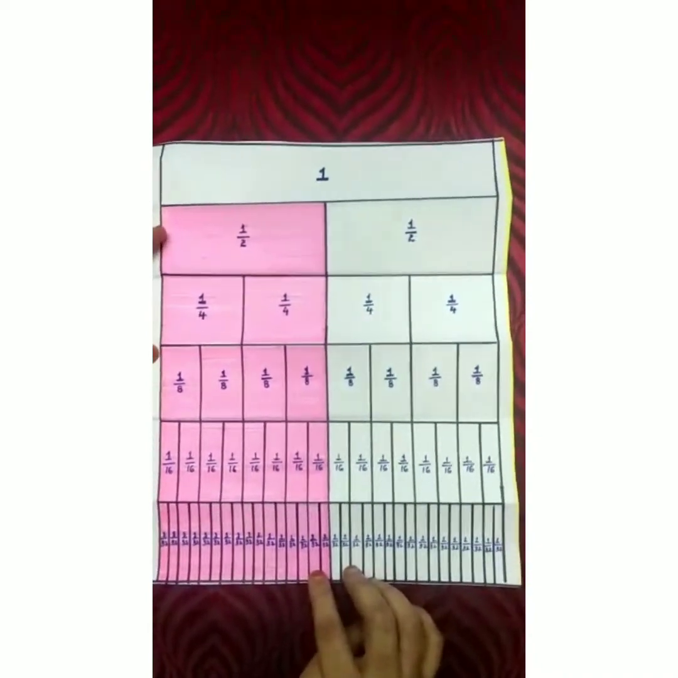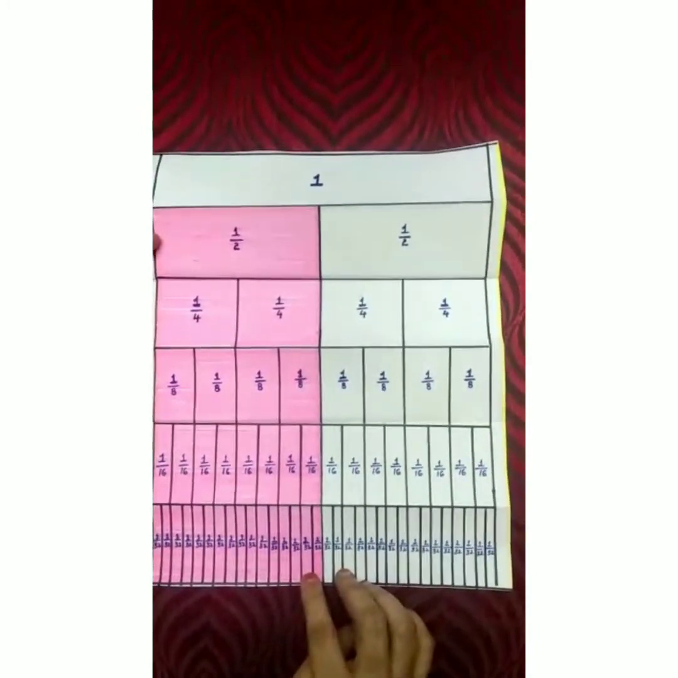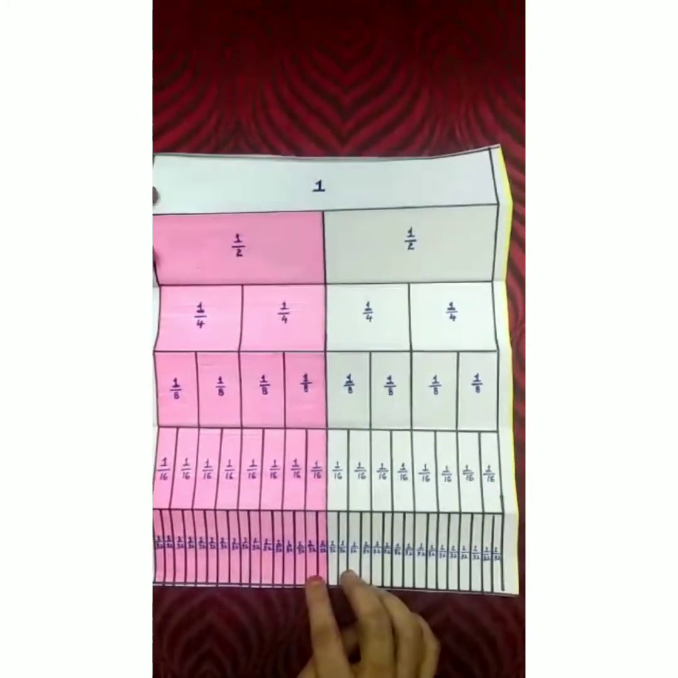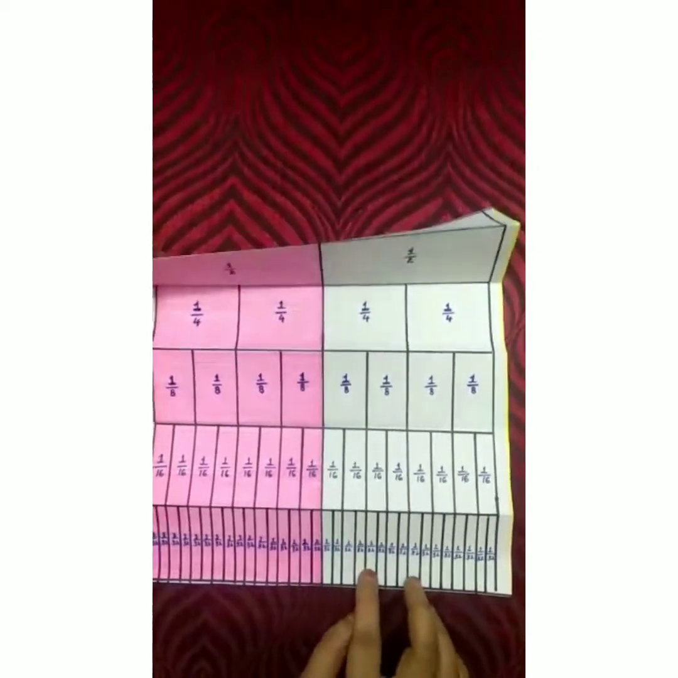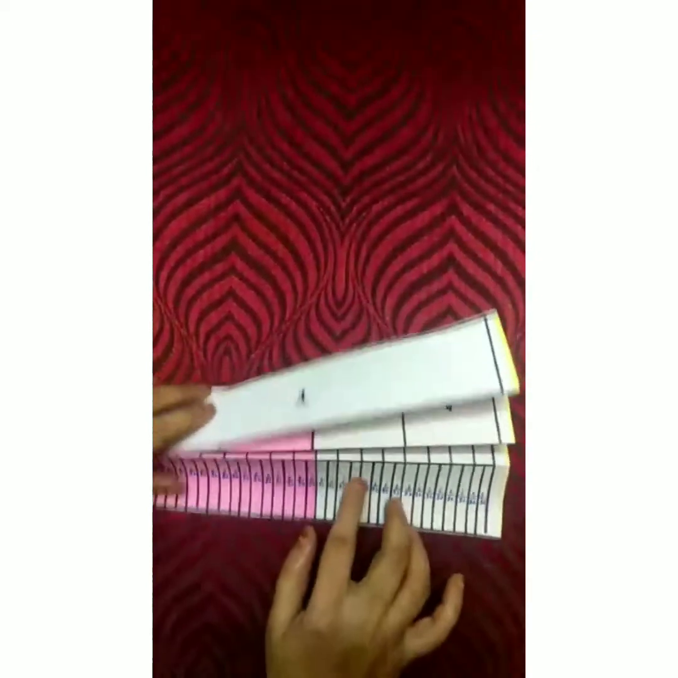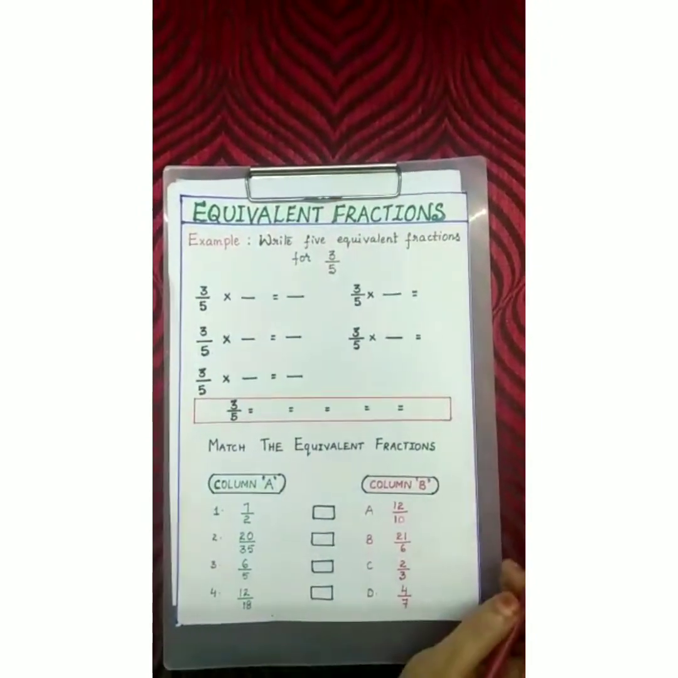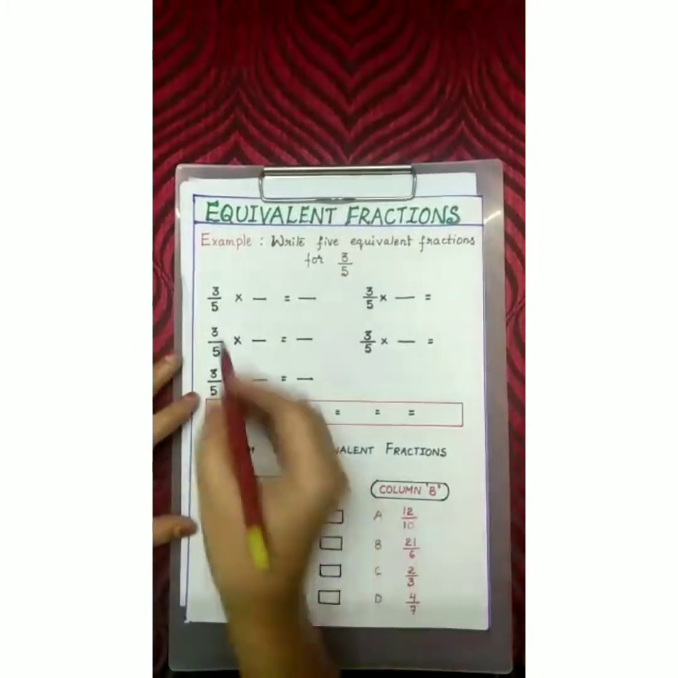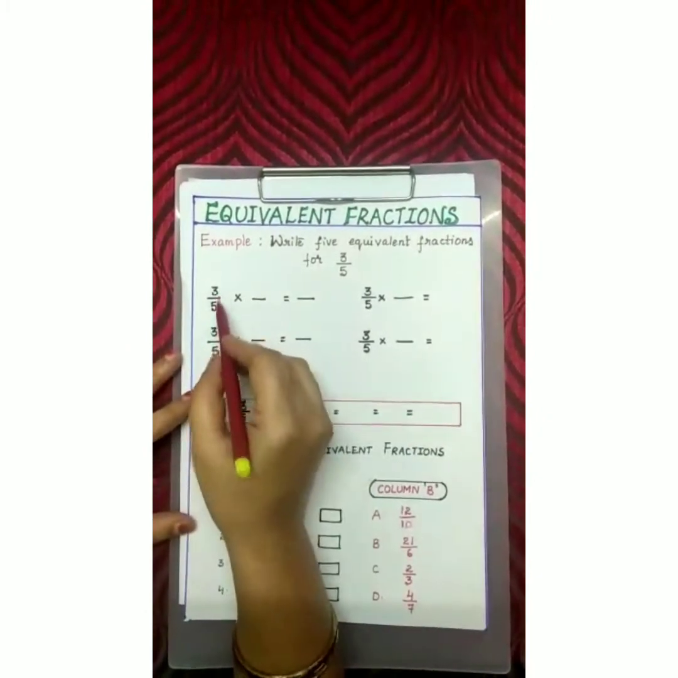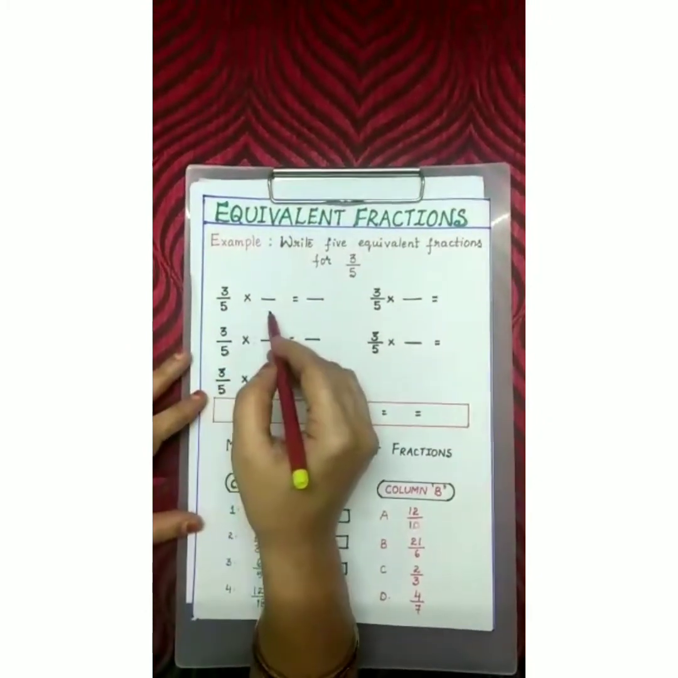So equivalent fractions are the fractions which express the value of the same part of a whole. I hope you understand this. Now let us solve some sums based on equivalent fractions. Now here you see, write 5 equivalent fractions for 3/5. Now take 3/5 and multiply the numerator and denominator by a fixed number.